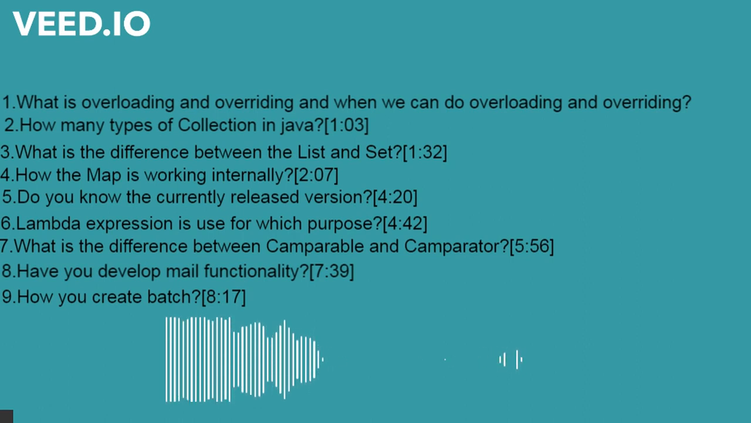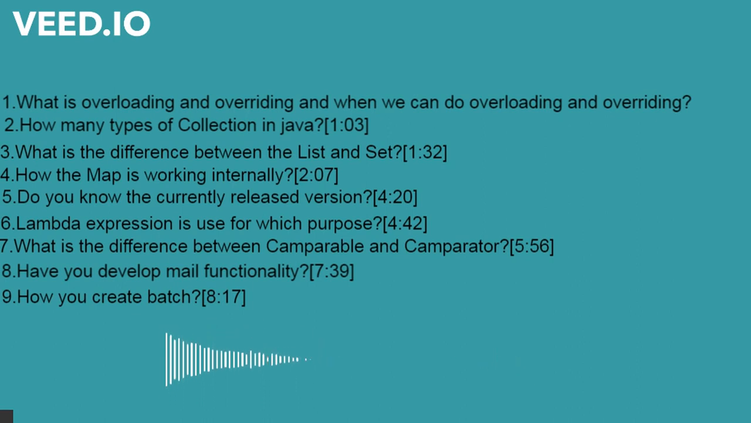Overriding is something where the signature of the methods will be the same. Only the difference between the parameters means one of the methods can have one parameter, another can have two parameters, like that. But overloading is something where two different methods can have different signatures, maybe return type, maybe types of the parameter, something like that. So that is the main difference between these two.